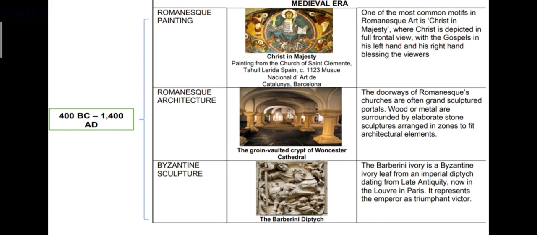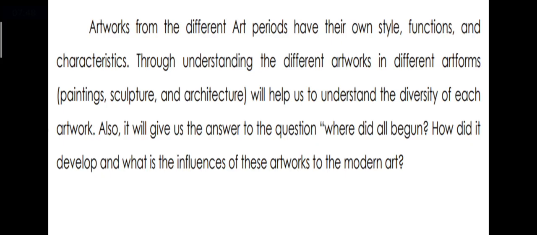Byzantine sculpture. The Barberini ivory is a Byzantine ivory leaf from an imperial diptych dating from late antiquity, now in the Louvre in Paris. It represents the emperor as triumphant victor.